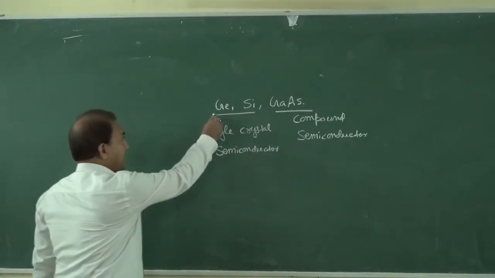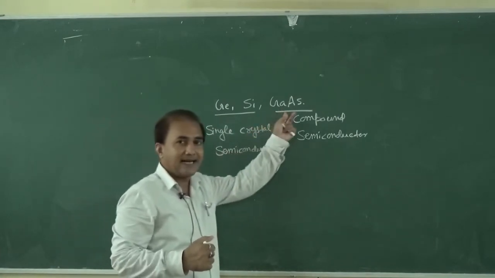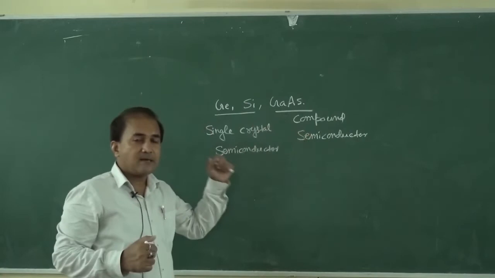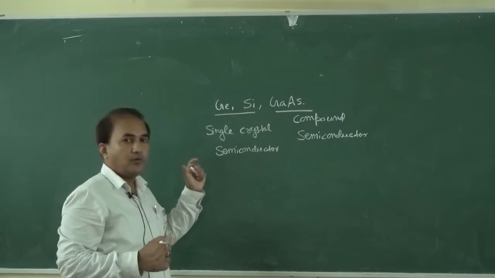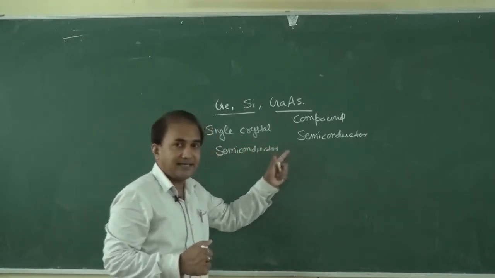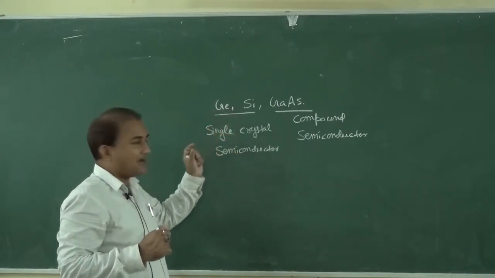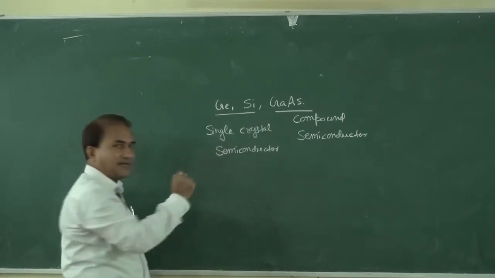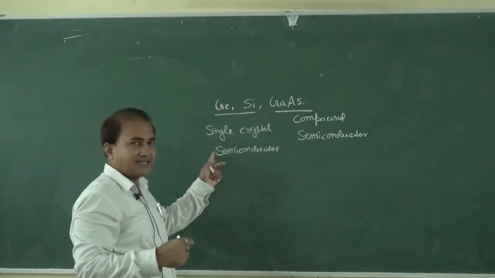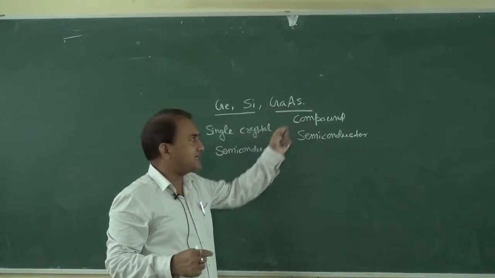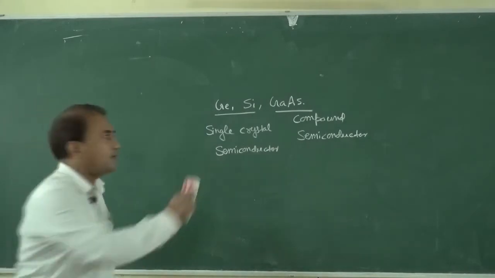Germanium and silicon are single crystal semiconductors, whereas gallium arsenide is a compound semiconductor. Why is it a compound semiconductor? Because gallium arsenide is made up of two different semiconductor materials having different atomic structure, and germanium and silicon are made up of a single crystal semiconductor structure. So we will see the VI characteristics of all the three.